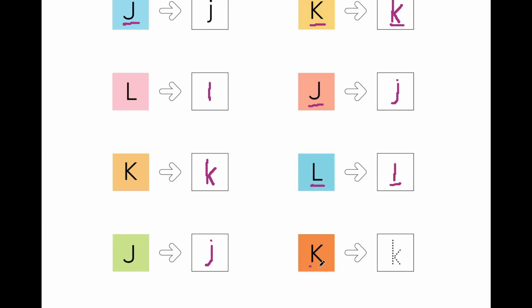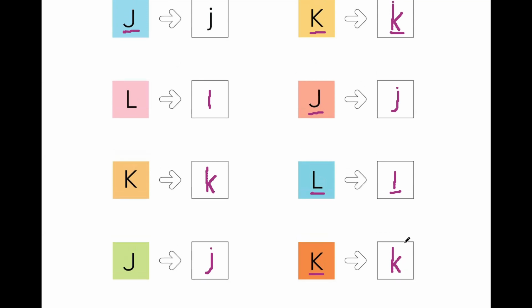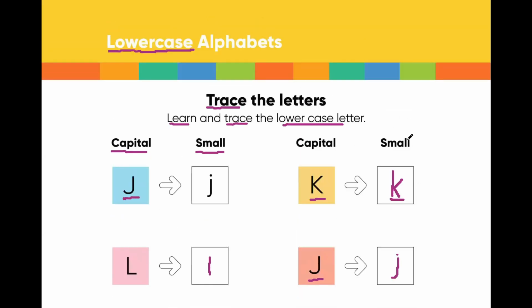Similarly, over here, we got the uppercase letter K that is converted into the lowercase letter K. Start from this point and then stretch the line in the downward direction. Now make a slant line in the upward direction and a slant line in the downward direction to complete the tracing of the lowercase letter K. So we are done with the tracing of these letters J, K, and L.